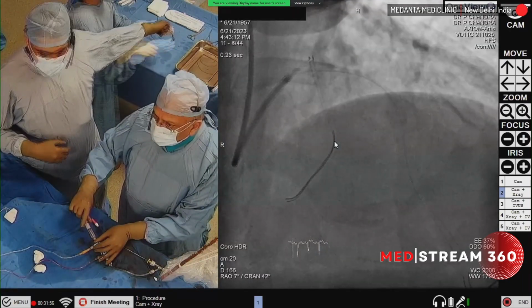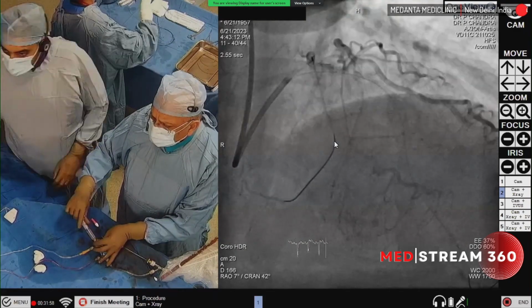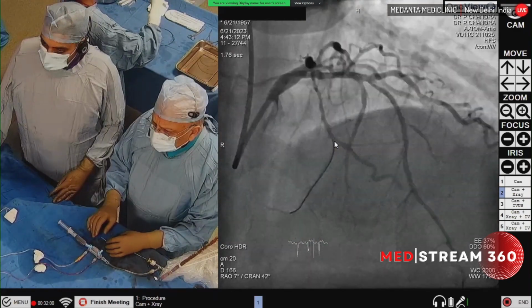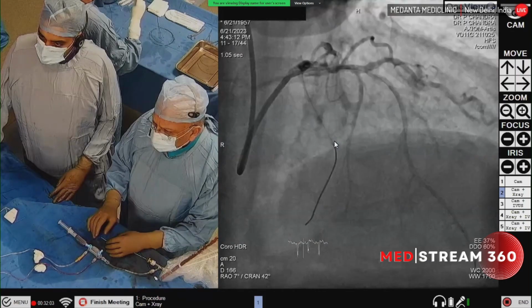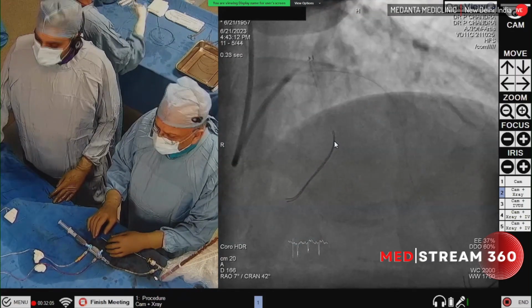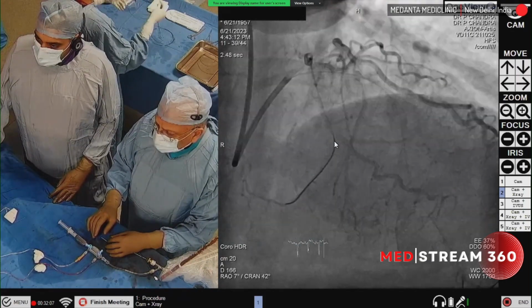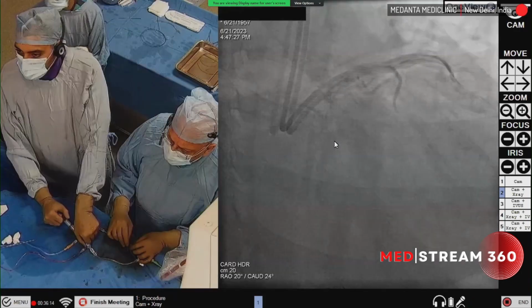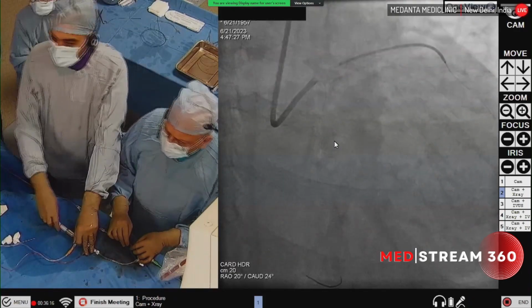This looks quite good. At the bifurcation, there is some dissection there with some luminal defect maybe, but otherwise this vessel is very well dilated now. Yes, this is fine.